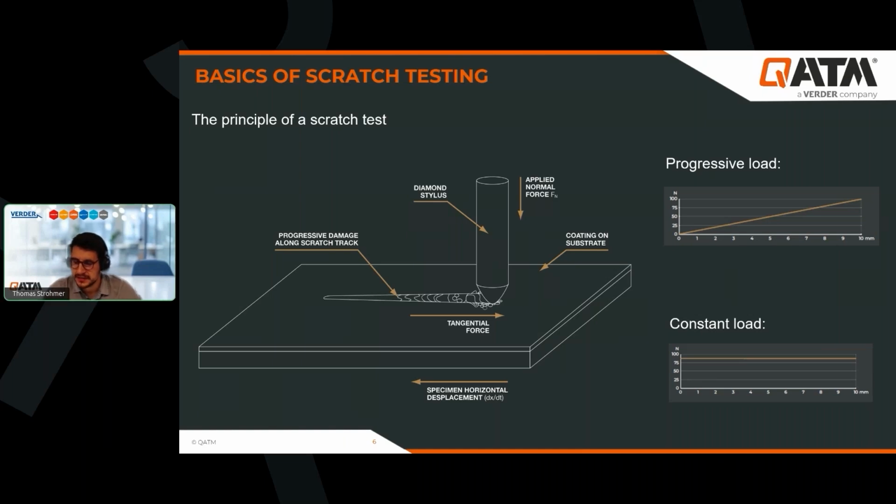At the start of the test, there is no visible damage to the coating itself. With increasing load, damage appears, such as spalling, scratches, delamination, or the layer failing completely and we are inside the base material.